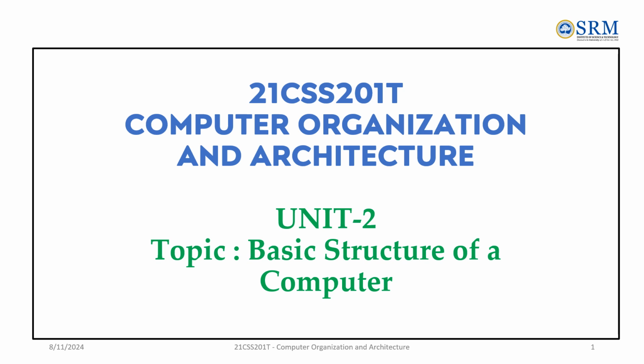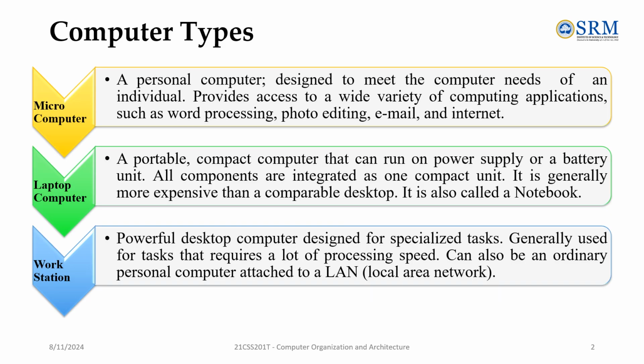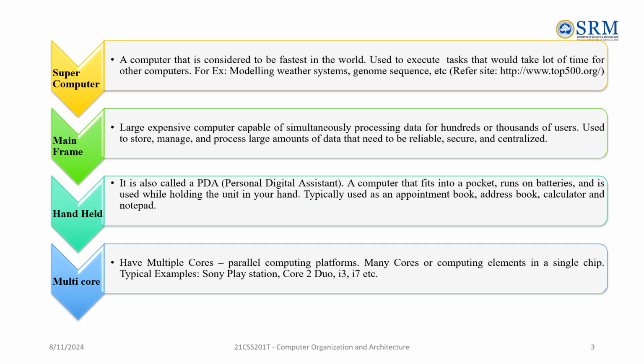Unit 2 topic: basic structure of a computer. What are the types of computers that are available? There are 6 to 7 types of computers: microcomputers, laptop computers, workstations, mainframes, supercomputers, handhelds, and multi-core computers. You know what a workstation is, what a laptop is, and what a desktop is.